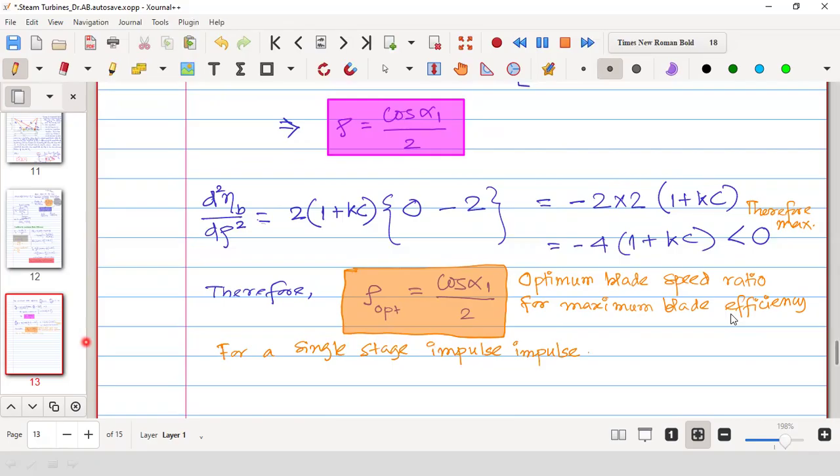Because in that case the velocity will be very high. During the discussion of compounding, what is the necessity of compounding? During that we elaborately discussed that due to the single stage, the turbine speed will be very high, maybe of the order of 30,000 RPM. And if the speed is that high, then there is no practical use of that. No such machinery are there which need to be rotated at 30,000 RPM.